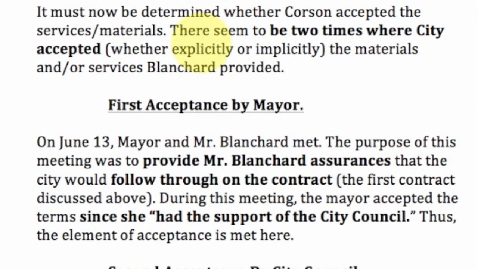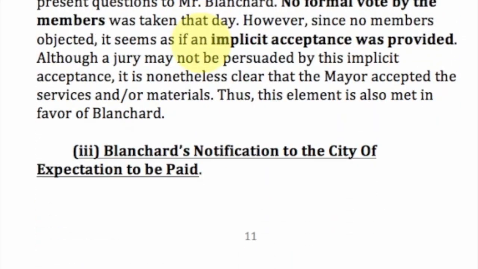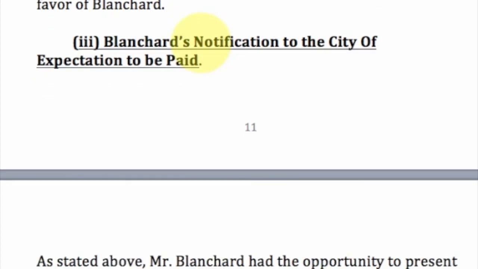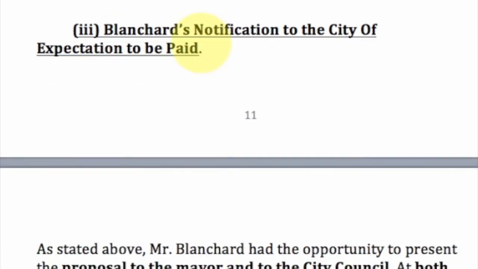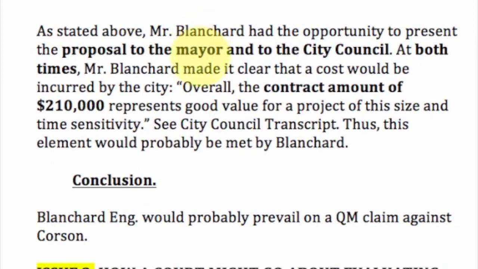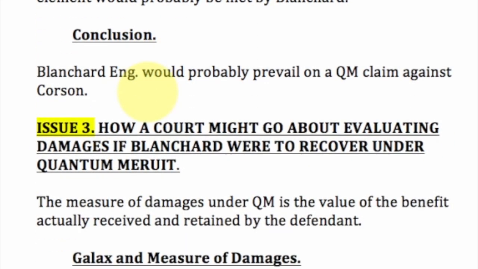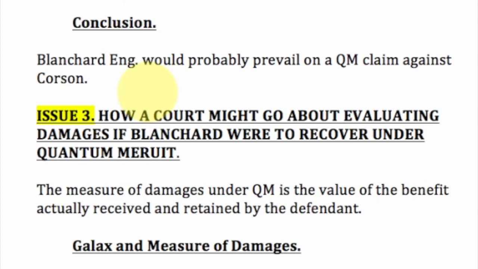Okay, again, those 2 meetings, the mayor and the city council, you can easily go through that. And Blanchard's notifications to the city of expectation to be paid. And of course, again, those 2 meetings, and it was projected that it would be an amount of $210,000. And the conclusion for that is Mr. Blanchard and his company will probably prevail on that claim.